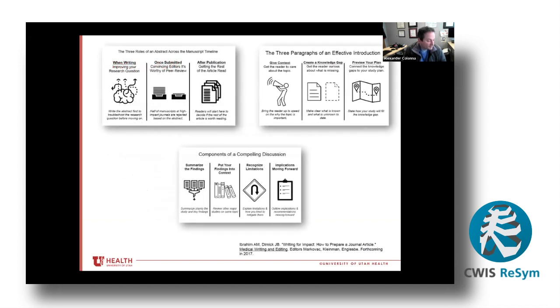And these are just some graphic summaries of what I just talked about from Dr. Dimmick's paper. The abstract helps you keep focused. It's your foot in the door to get your paper presented at a meeting or getting published. And after publication, it's probably the only part that a lot of folks are going to read. So you want to make sure that your abstract communicates effectively. Need to do a good introduction, give context, create a knowledge gap, and preview your plan of your scientific question. And then your discussion: summarize your findings, put them into context, discuss your limitations, and really implications moving forward.